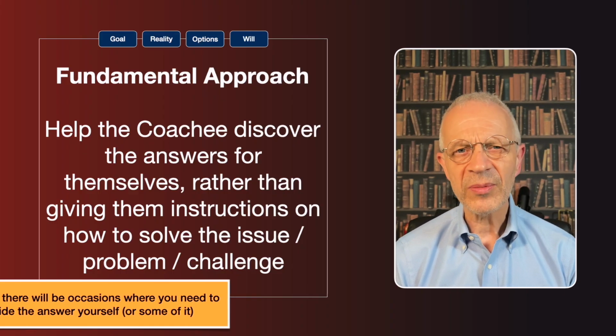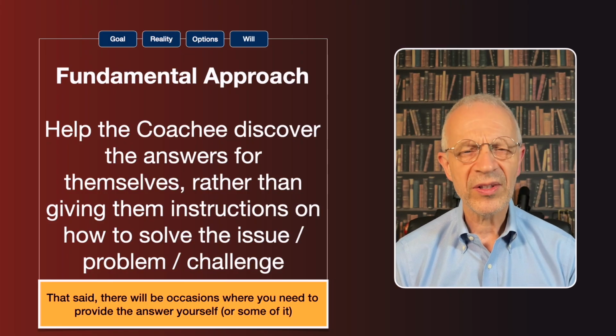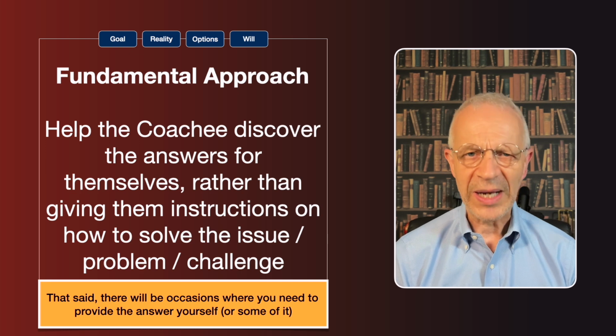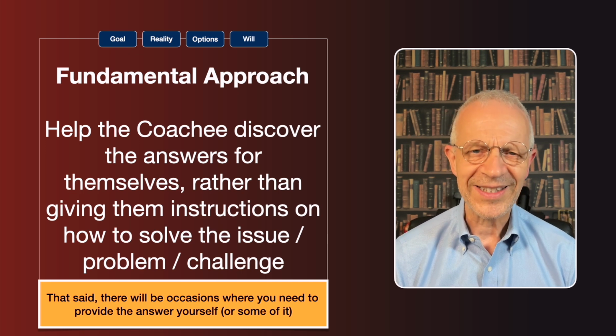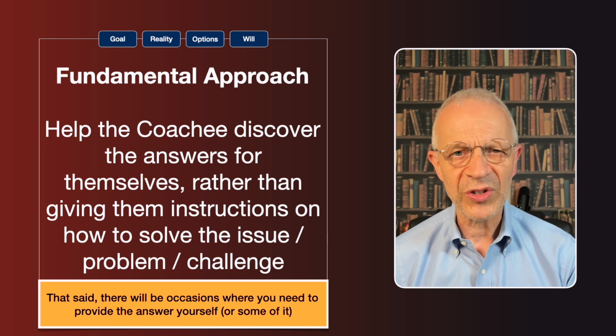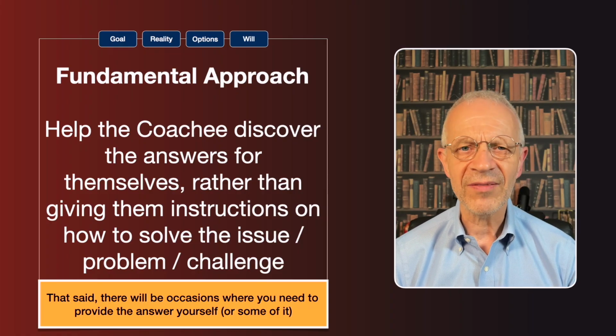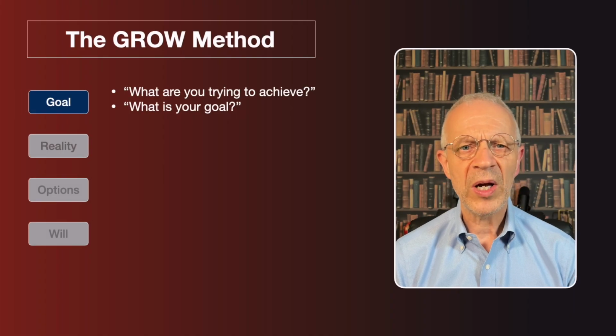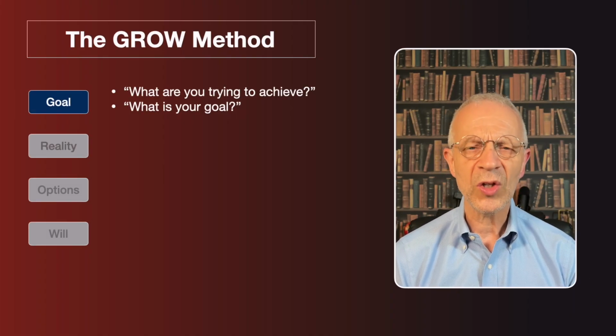Now, there will be times when you need to provide the answer yourself. If the employee's solution is going to bankrupt the company, for example, you might need to step in and provide appropriate direction. We'll cover that in another video. Anyway, today we're looking at the GROW method, and GROW has 4 parts, G-R-O-W: goal, reality, options, and will.